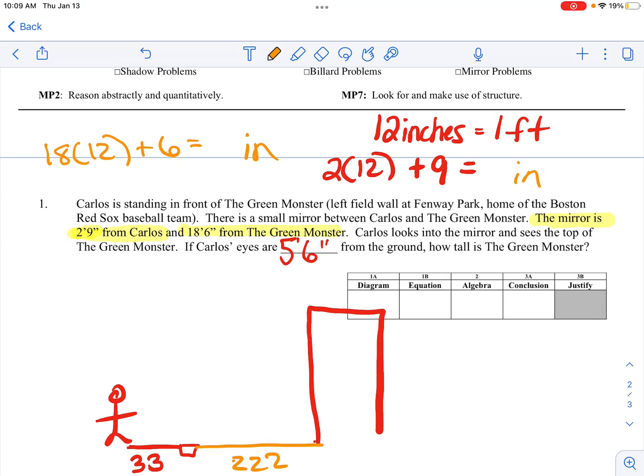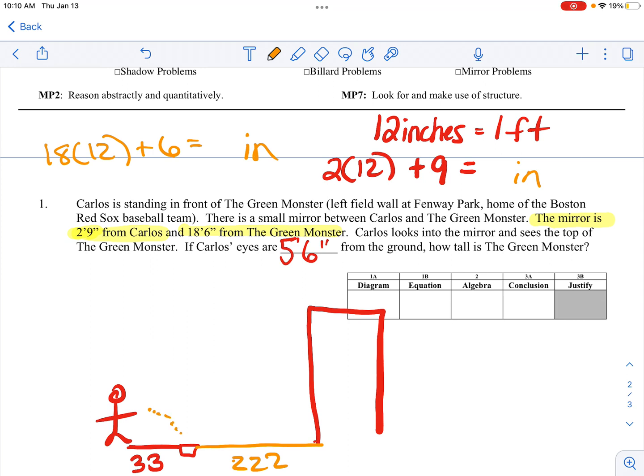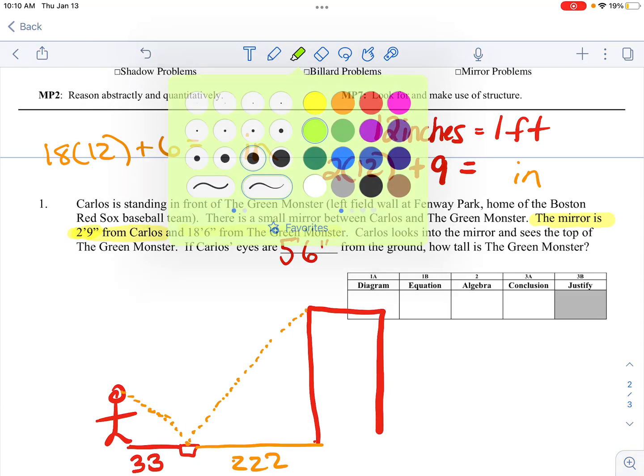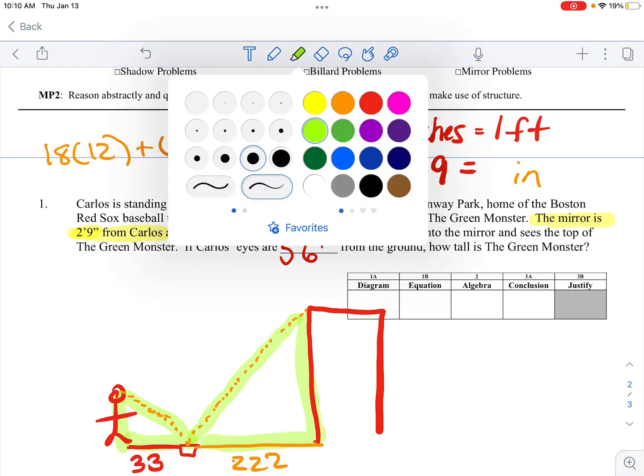If I keep reading, Carlos looks into the mirror and sees the top of the green monster. This is kind of really where we were hoping that we would do that activity yesterday. There is a video. But basically what happens is that he looks down into the mirror. And when you look down into the mirror, you can actually see the top of the green monster. So there you go. Oh my gosh, you see what I made? I know it's crazy. Miss Parisi made triangles. So there's a triangle there, and there's a triangle there, which is going to be helpful.